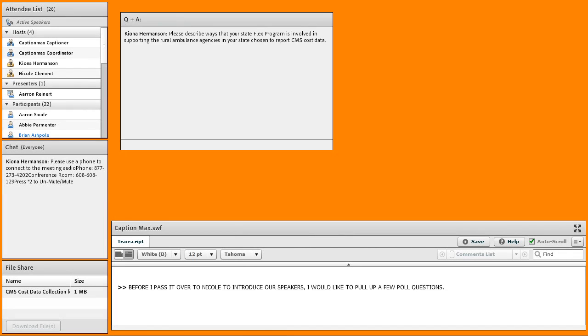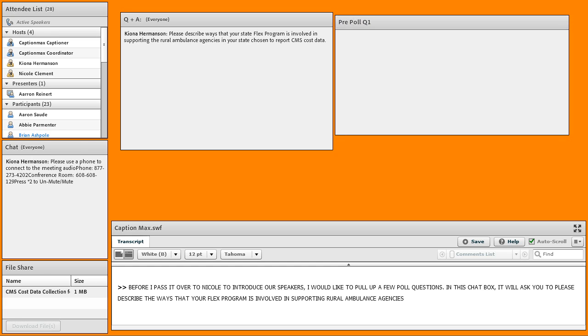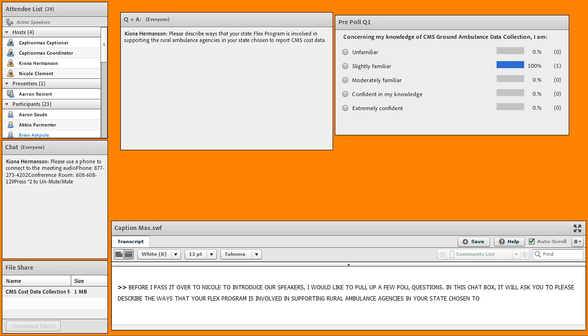In this chat box, we're going to ask you to please describe the ways that your FLEX program is involved in supporting rural ambulance agencies in your state chosen to report CMS cost data. We'd also like to gauge the knowledge that you have around CMS ground ambulance data collection. So if you could please click if you are familiar all the way up to extremely confident in this knowledge.